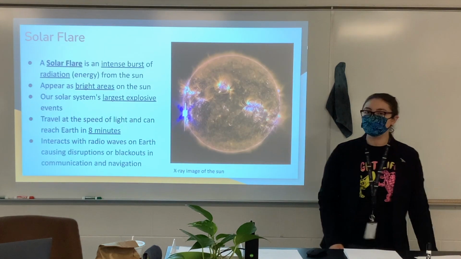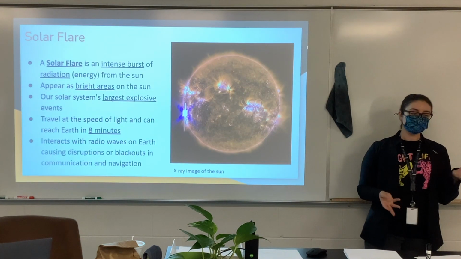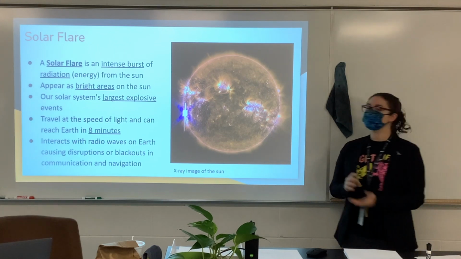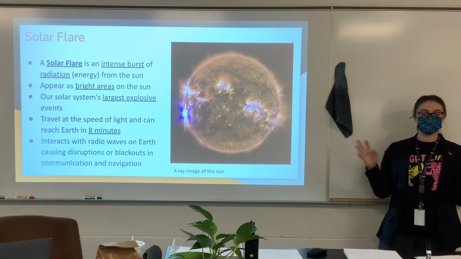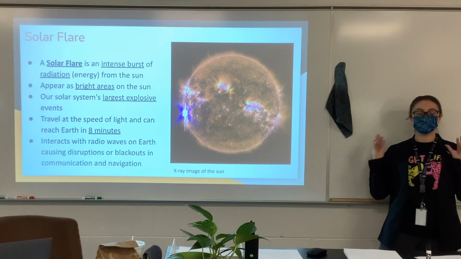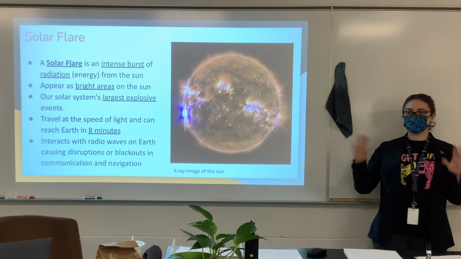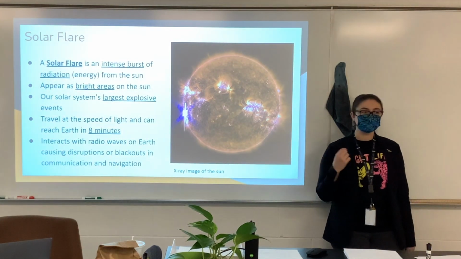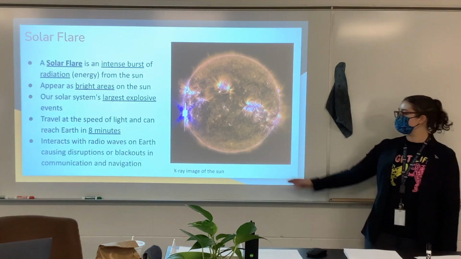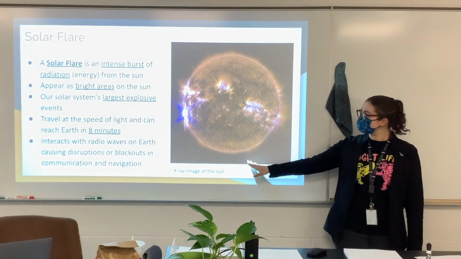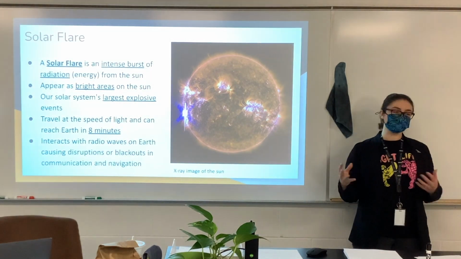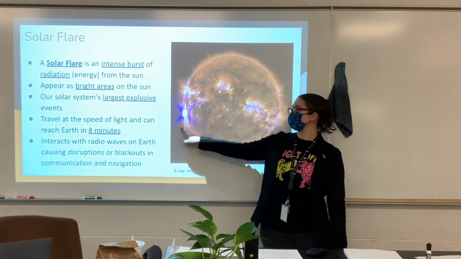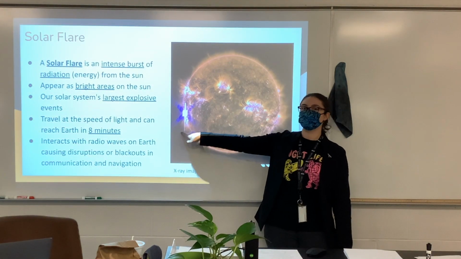Solar flares are another troublesome bit of solar activity sometimes for us. A solar flare is just an intense burst of radiation, so a huge burst of energy from the sun. And they appear as bright areas on the sun. Here is an X-ray image of the sun, because solar flares tend to have a lot of X-rays in them. So this really, really insanely bright part, that is the solar flare coming off the sun right there.